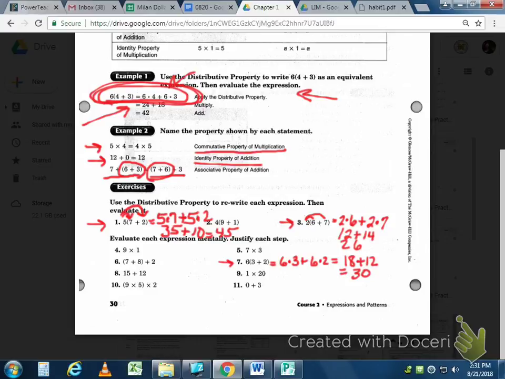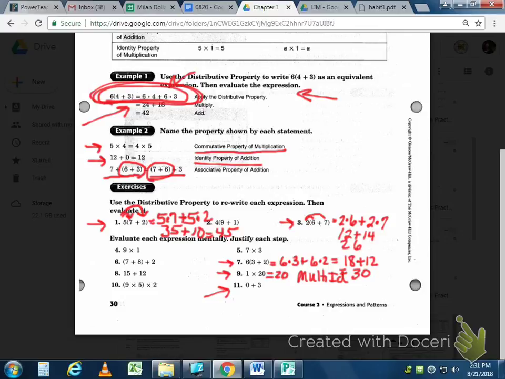All right, for the sake of doing this, it says evaluate these expressions mentally and justify each step. So number 9, it says 1 times 20. So what is the answer and what justifies that? Logan, what's the answer? 20. Can you tell me what property justifies that? Which one can you multiply by a 1 and it doesn't change the value? Identity property of multiplication. Right. So for your homework, you could write multi-ID. Multiplicative identity.